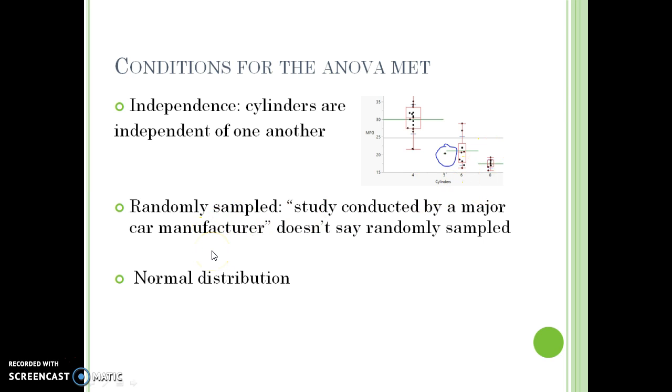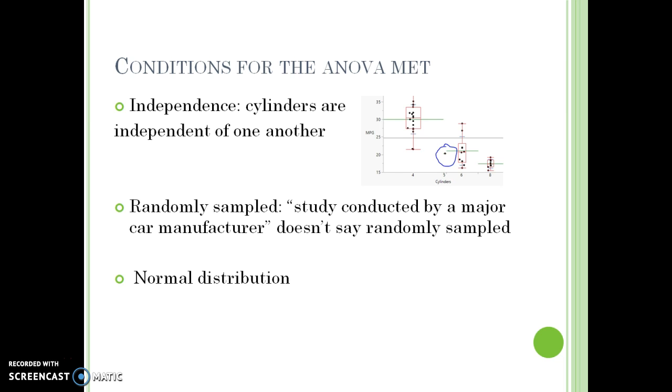Next, we check to see that the data is randomly sampled. In the book, it says that the study was conducted by a major car manufacturer. However, it does not say that it was randomly sampled, so we cannot know this for sure, but we're just going to assume that it was for the sake of this problem.